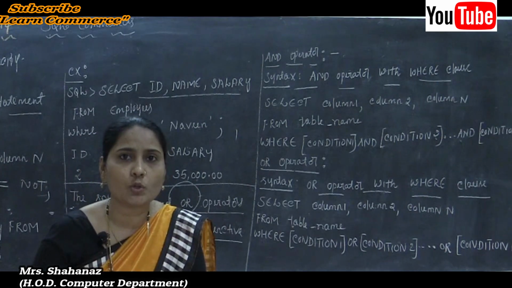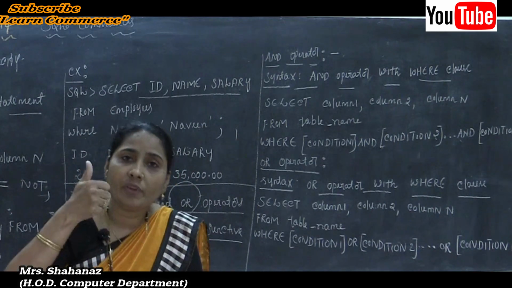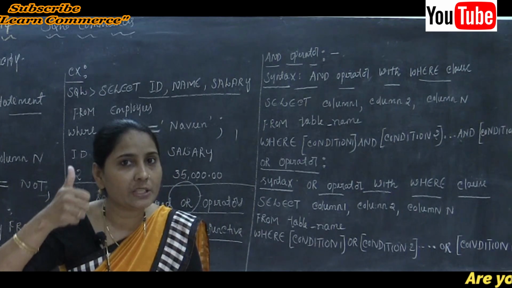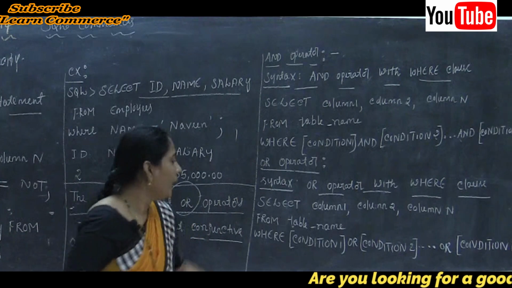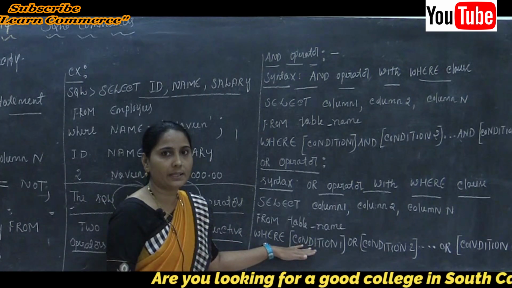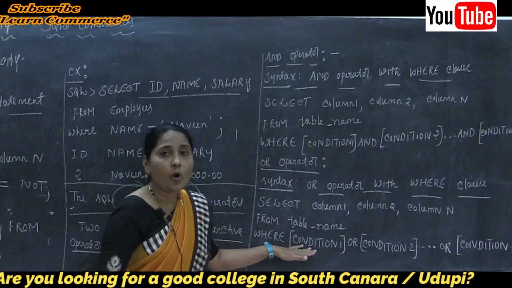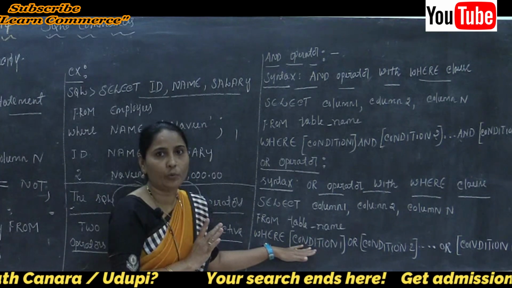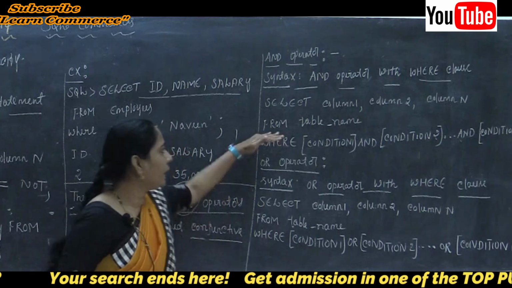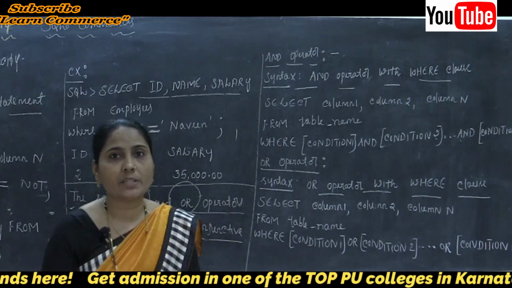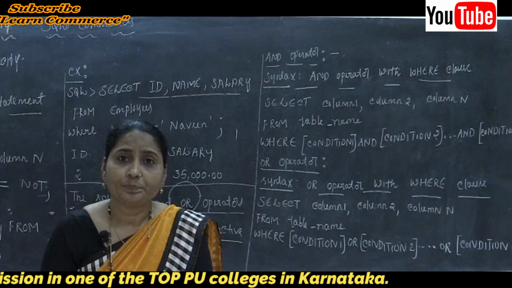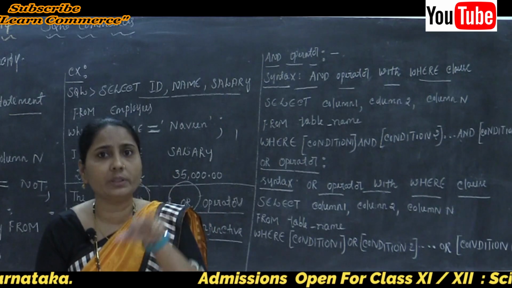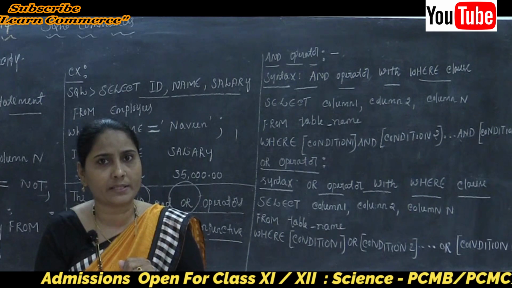But what's the difference between our AND and OR? We know that if all the conditions are true in AND, then only it is going to display the answer in the result table. But in our OR, we can say that only any one of the conditions separated by OR must be true. Is this point clear? Why? Because in our AND I used name is equal to Naveen and salary greater than 35,000. If both conditions are true, then only it is going to display the answer in the result table.